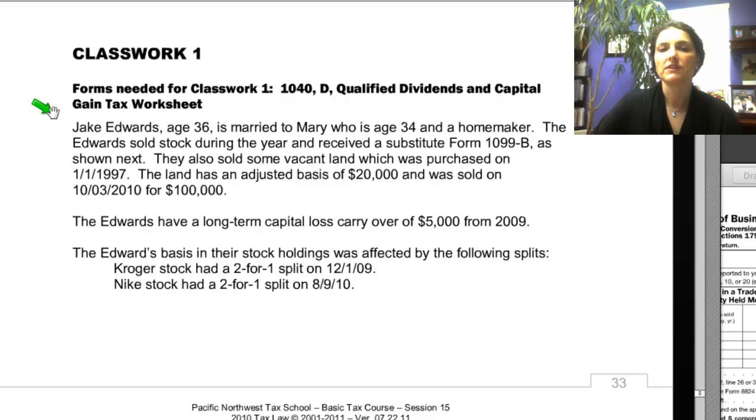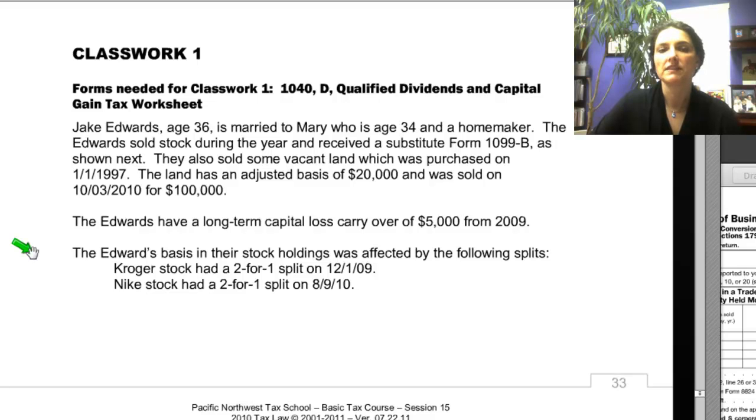Jake Edwards is married to Mary, who is age 34 and is a homemaker. The Edwards sold stock during the year and received a substitute Form 1099-B as shown next. They also sold some vacant land which was purchased on 1/1 of 97. The land has an adjusted basis of $20,000 and was sold on 10/3 of 2010 for $100,000. The Edwards have a long-term capital loss carry forward from 2009 of $5,000.